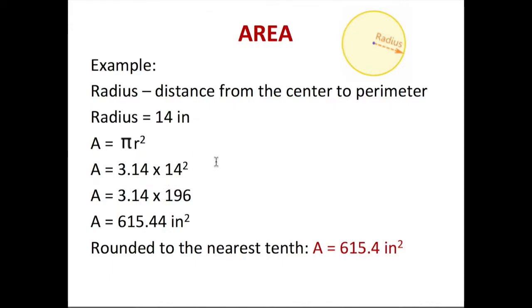Again, the rule of the order of operations is to find the value of the exponents first. So it would be 3.14 times 196. And that will give you an area of 615.44 inches squared. And I'm going to round to the nearest tenth. And so this circle has an area of 615.4 inches squared.